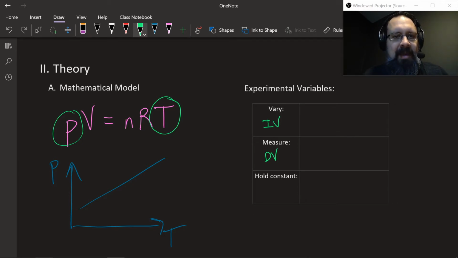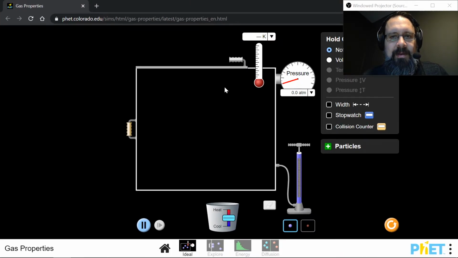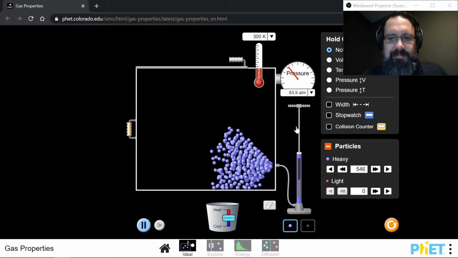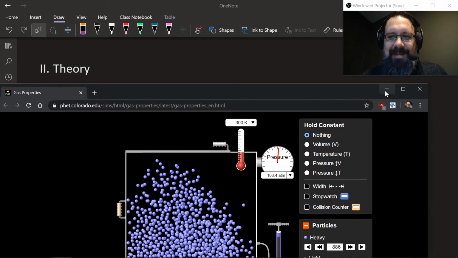I'll give you guys a minute to look over there and decide what should we make the independent variable and what should we make the dependent variable. And remember that we're going to be using this simulation to choose our variables. So what are things that we can vary? What are things that we can hold constant? And what are things that we can measure? Okay, that was enough time to think.